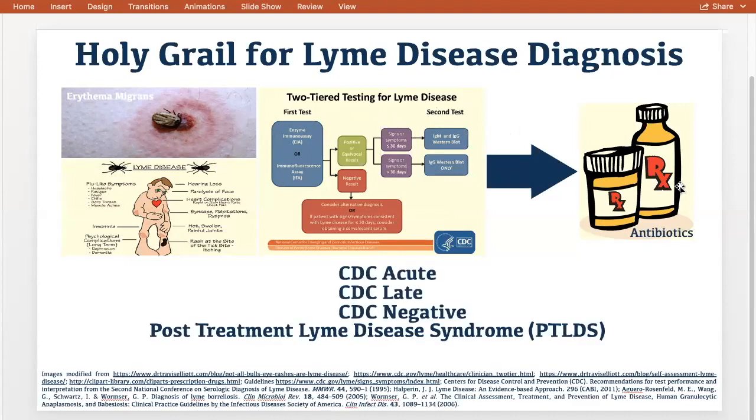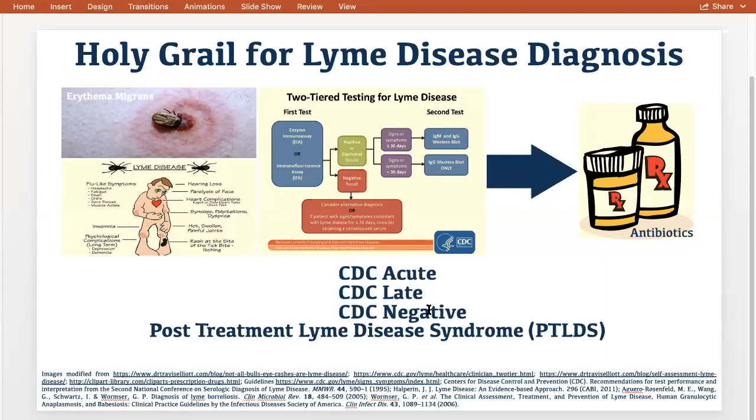So we had patients fitting different diagnostic criteria. We had patients that had EM rash and were or had an IgM positive blot. Then we had patients with late Lyme disease symptoms and had IgG Western blot. We had CDC negative patients. Now, in most research, CDC negative patients are considered healthy controls. However, we were curious to really see how these patients were to react to other tick-borne disease microbes. So the CDC negative patients were negative by the CDC criteria, and we have them as a special criteria.